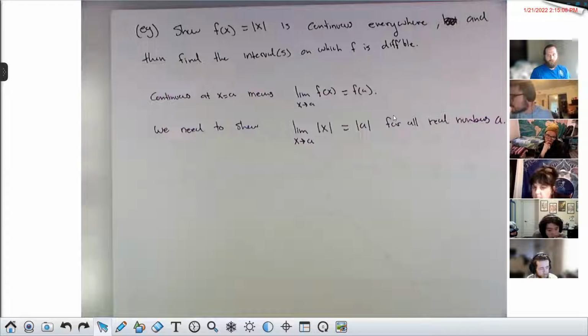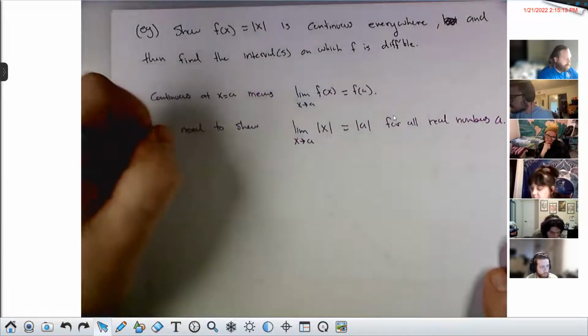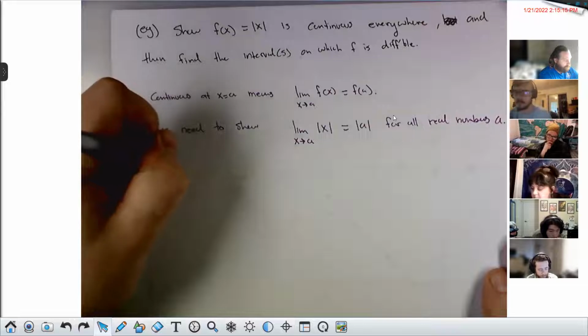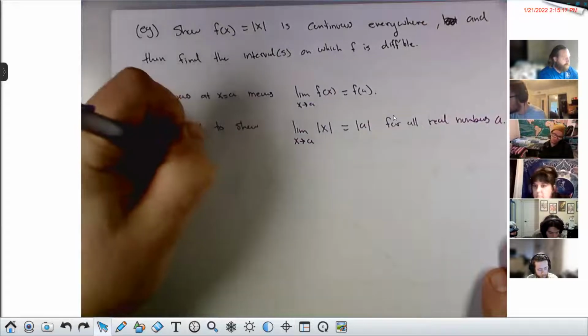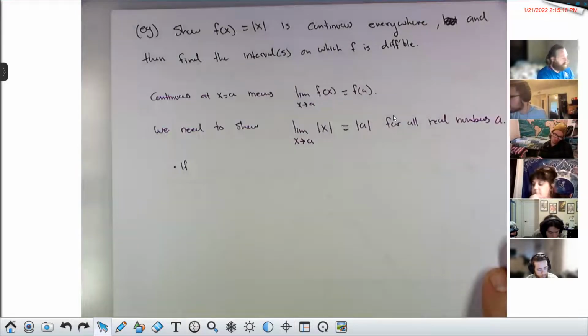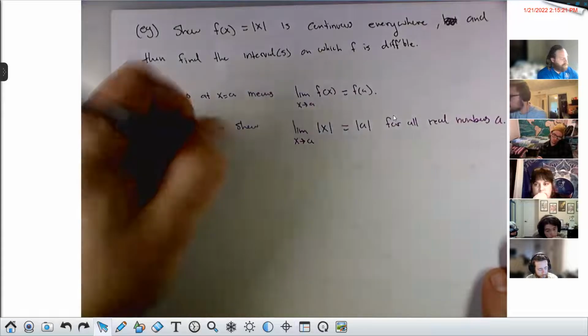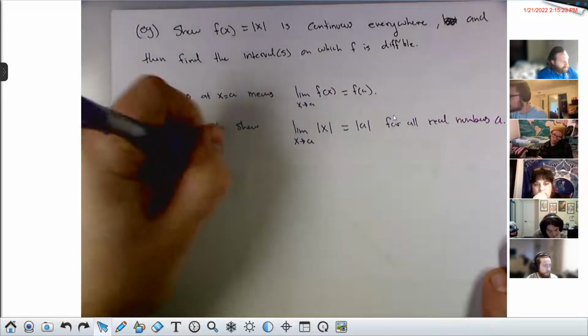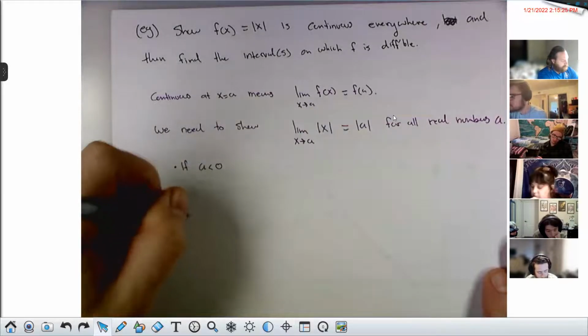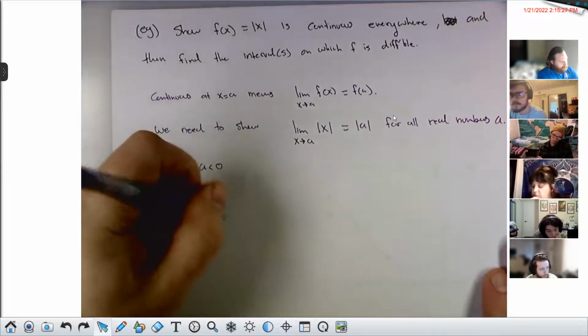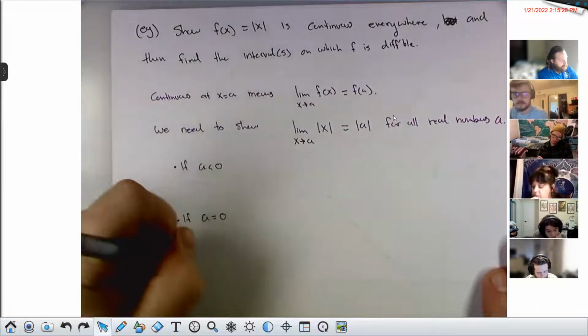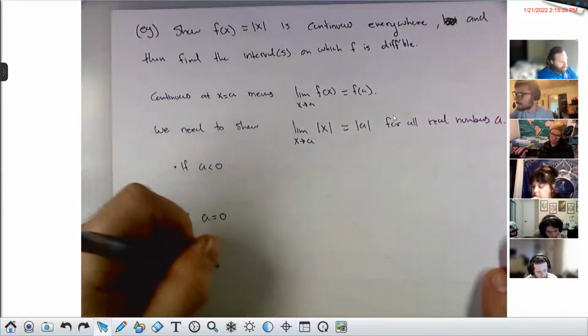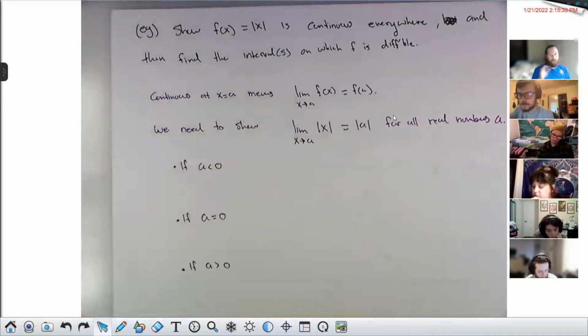This is not terribly hard. We consider three cases. Actually, 3 cases is going to be a nice way to do it. If a is less than 0, if a is equal to 0, and if a is greater than 0 separately. We could boil it down to 2 if we wanted, but we might as well just do it like this.